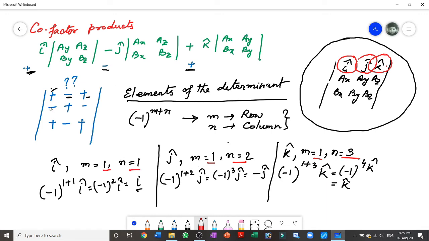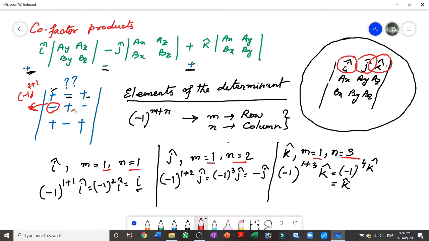Similarly for this section, this place has second row, first column, that is 2 plus 1. Minus 1 to the power 2 plus 1, that is 3. Any minus 1 to the power odd number will be minus 1, that is why it is minus.